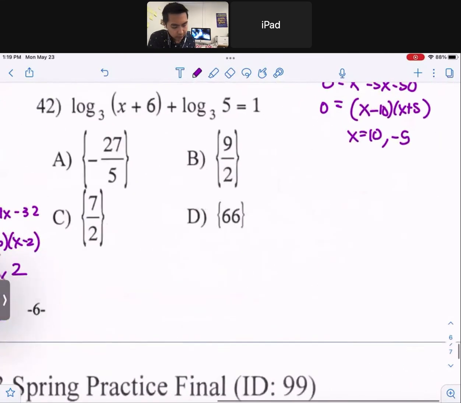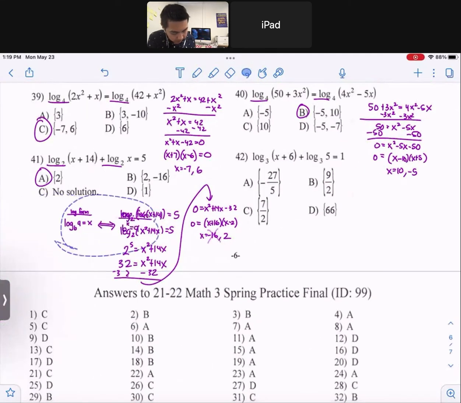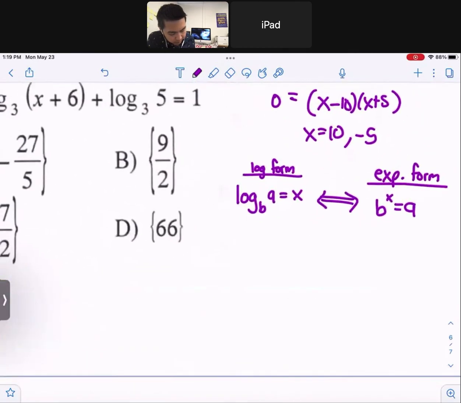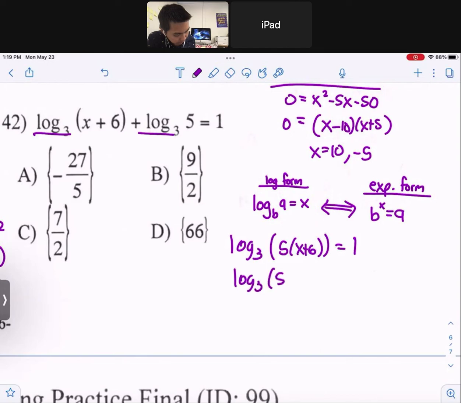Last one, 42. Again, let me drag it over. This is going to be a log converted to exponential form, because I only see logs on the left-hand side and a number on the right-hand side of the equal sign. So we have to condense these first. Log base 3 of 5 times x plus 6 equals 1. So we got log base 3 of 5x plus 30 equals 1.